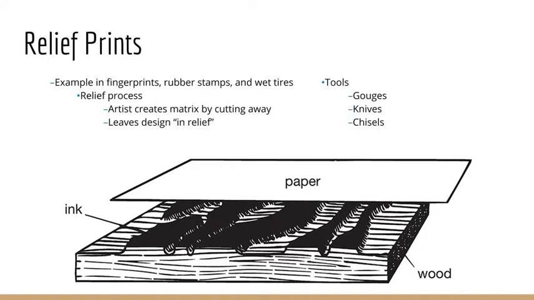Basically, the artist creates a matrix by cutting away. In this image, the example is wood, so they've chiseled away this wood. All of the parts that are left and would have the ink on them, that is called the relief, that is in relief. The tools that artists usually use for this are gouges, knives, and chisels. It can become a very physical process.